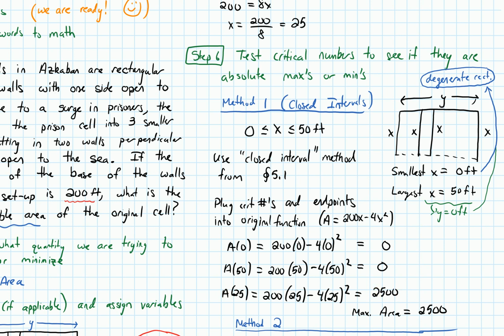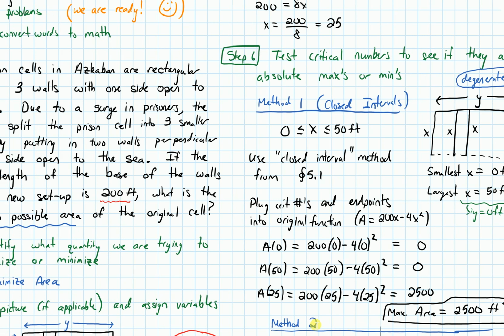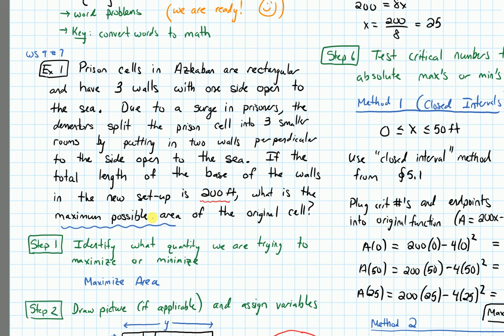And there are units in this problem. The units of length were feet. So for area, there would be feet squared. And that is our maximum area. The very last part is to make sure we actually answer the question. So this question said, what is the area, maximum area? And we've written that down.